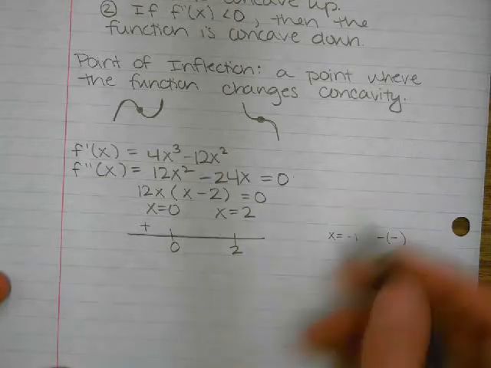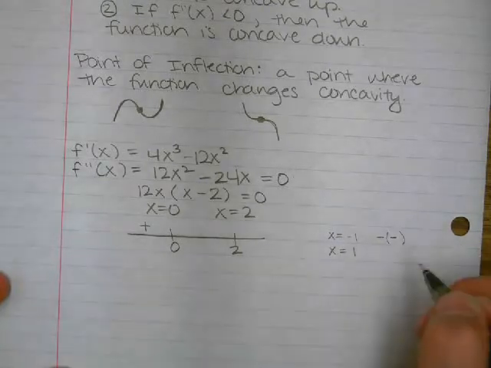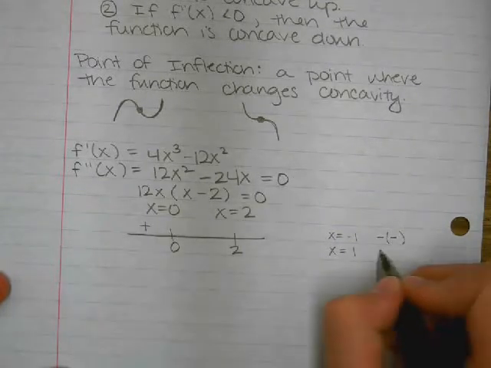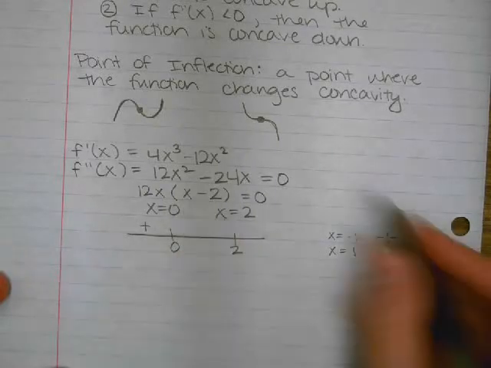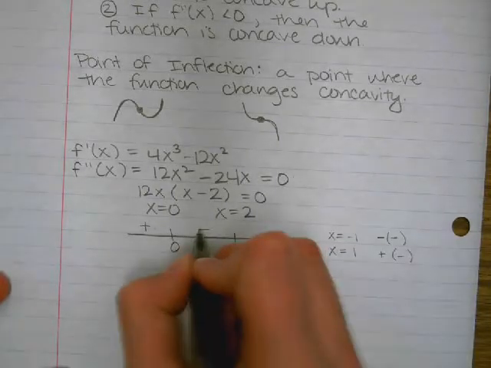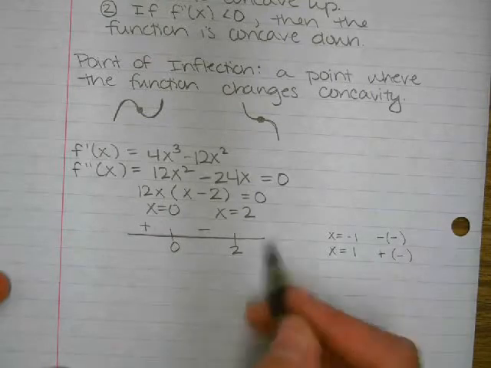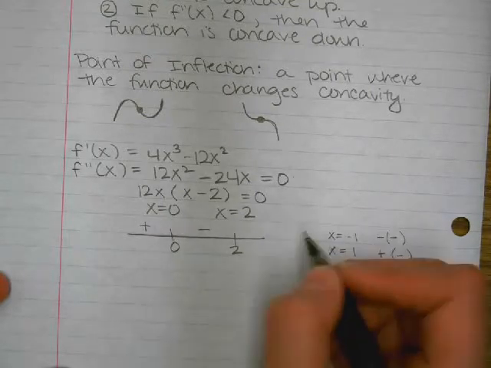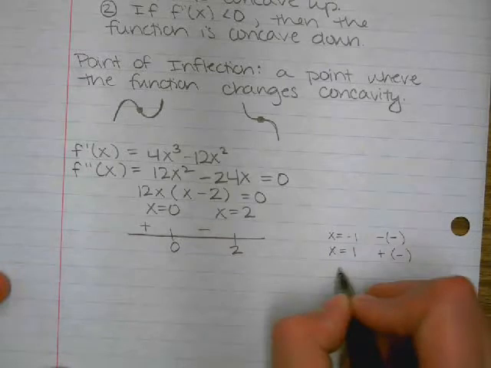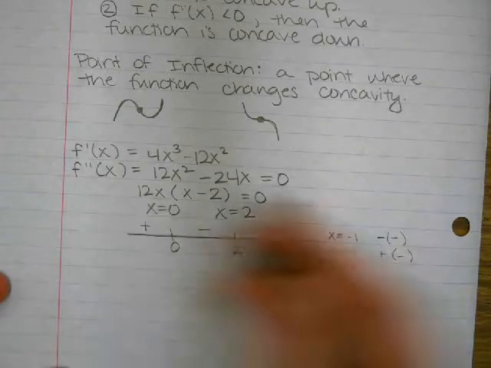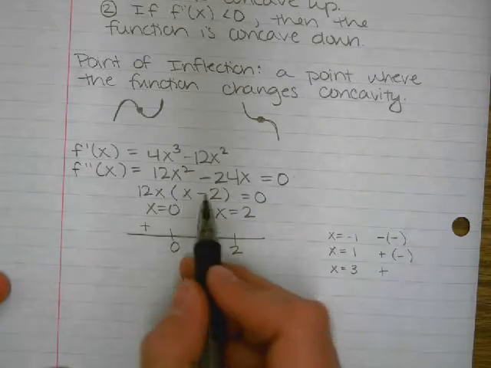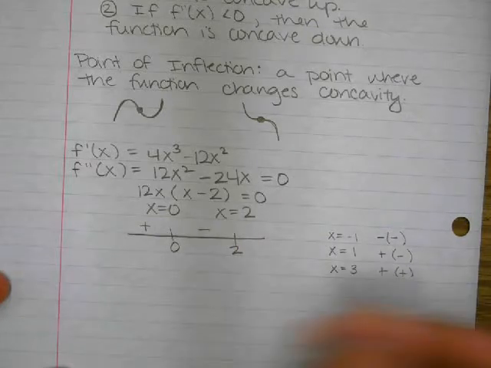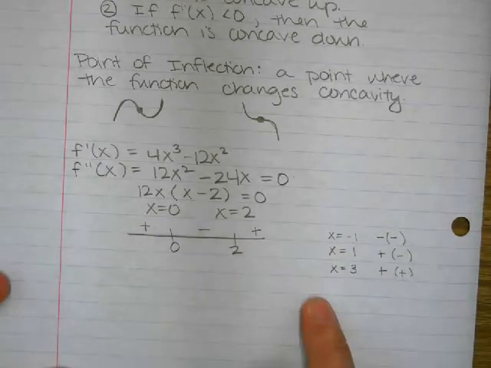A number between 0 and 2 would be like 1. So I've got 12 times 1 is positive, and 1 minus 2 is negative, and so that's negative. And then a number bigger than 2 would be like 3. 12 times 3 is positive. 3 minus 2 is also positive, and so that would be a positive answer right there.